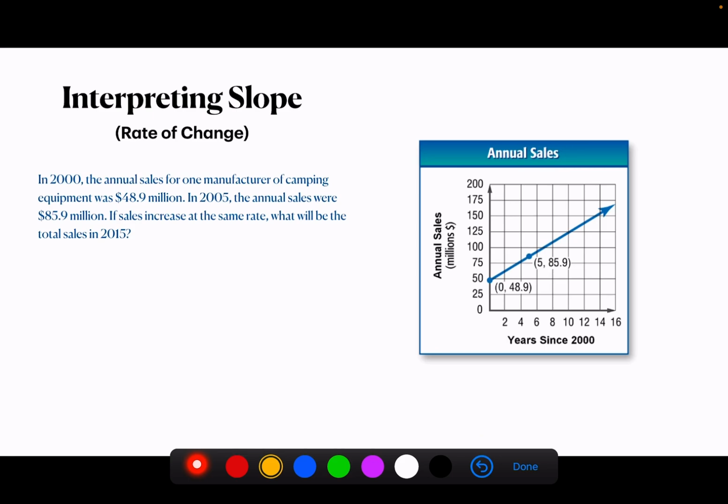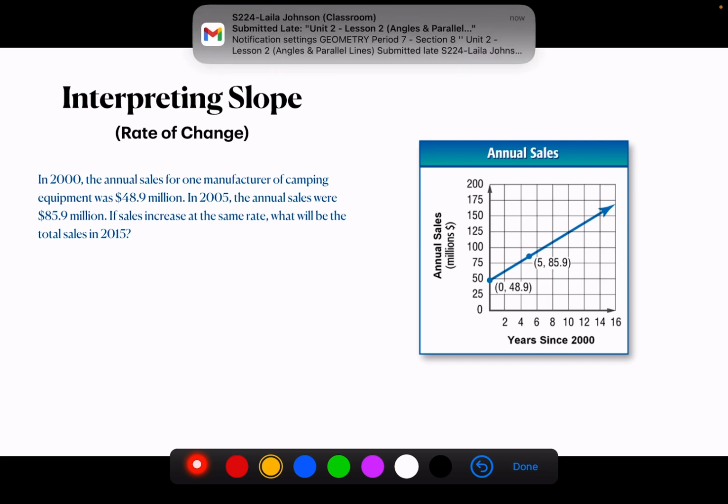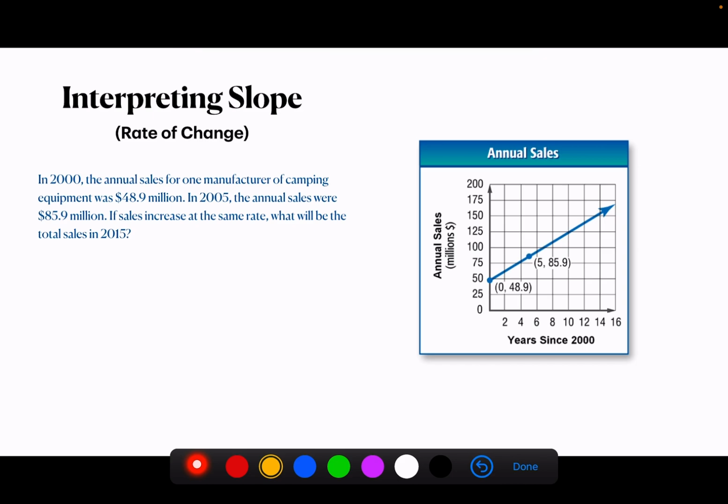Let's interpret slope real quick. In 2000, the annual sales for one manufacturer of camping equipment was $48.9 million. In 2005, the annual sales were $85.9 million. If sales increase at the same rate, what will be the total sales in 2015? So we look at this graph over here. We need to interpret this graph real quick.